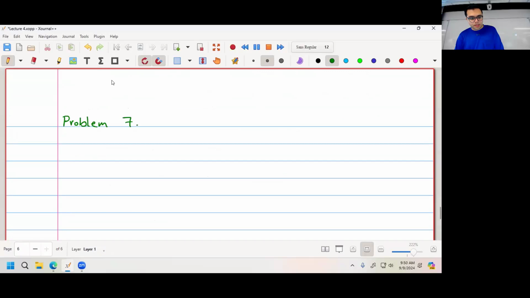Let's do another problem, which would be interesting. Here's the thing. I say, let A be a finite set. And I want you to look at all subsets of A that have an even number of elements. And I want you to look at all subsets of A that have an odd number of elements.